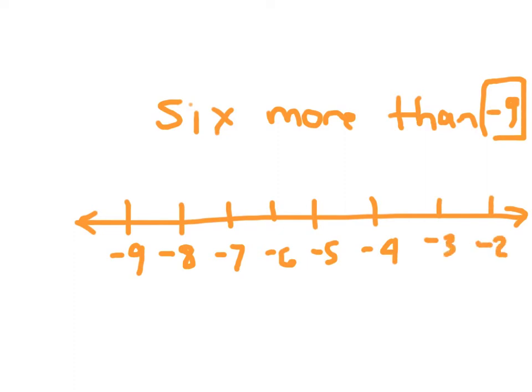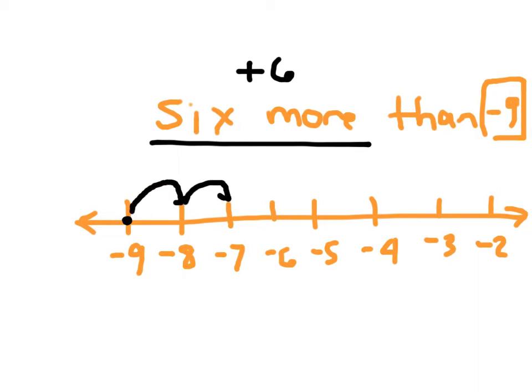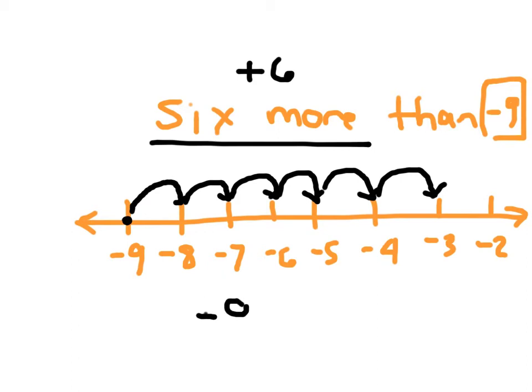This should be enough. It says 6 more than -9. So let's take a look. We'll start at -9, and it says 6 more. Remember that it would be add 6 to that -9, towards the right. 1, 2, 3, 4, 5, and 6. So 6 more than -9 is -3. So -9 plus 6 is -3.